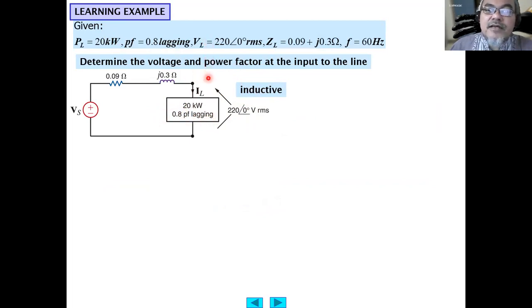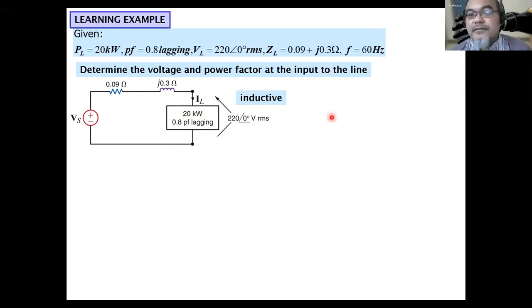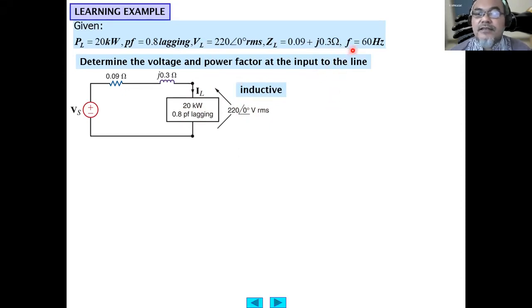The voltage at the load is 220 volt with a phase angle of 0, RMS. The impedance here, ZL, equals 0.09 plus j0.3 ohm. And then the frequency is 60 Hertz. This is a common frequency for power lines. And we have here the transmission line having an impedance of 0.09 ohm plus j0.3 ohm. You are asked to determine the voltage and power factor at the input to the line. So you are asked to determine Vs here and its power factor.